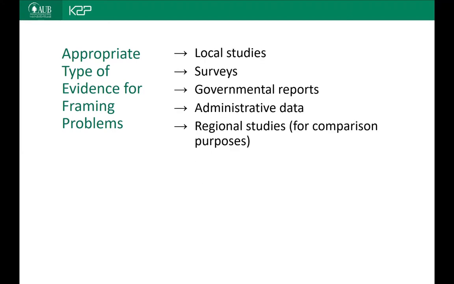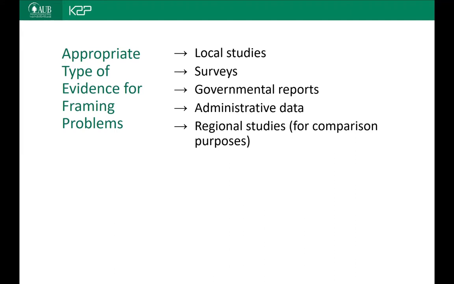Exactly, excellent. So as we mentioned, the problem is contextualized to a country. So ideally, you should look for local evidence when framing the problem, the size of the problem, and its underlying causes. So some of the databases to look for include local primary studies, surveys, governmental reports, administrative data, and regional studies for comparison purposes. So the ideal type of evidence is local evidence because the problem is contextualized. It has to speak to your own context and to your own problem.